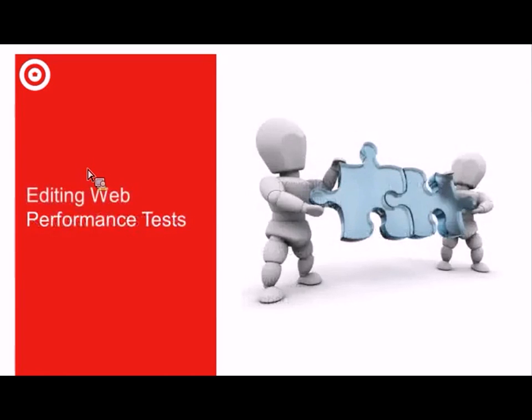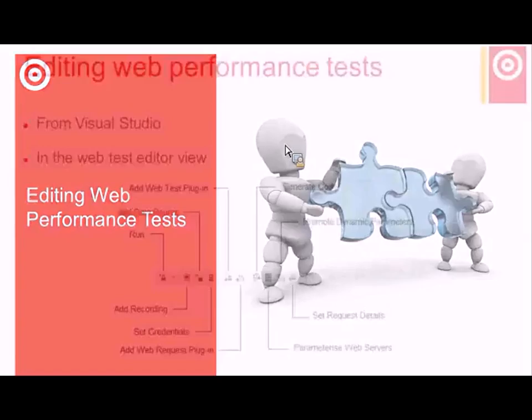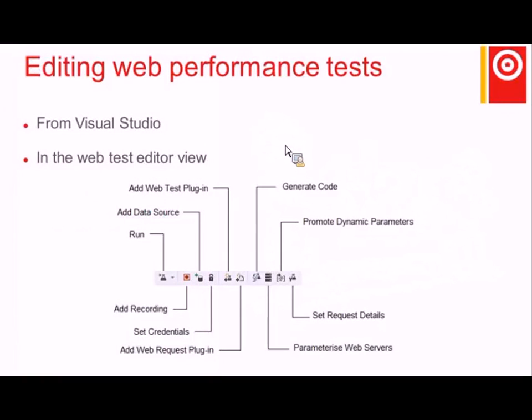So, editing a web performance test. There are a number of options for actually editing a web performance test. We've already looked at adding a recording, which will simply add a recording at the end of a web performance test. We've also looked at the run options. Also, we've got adding a data source, so we can add any data source which is currently supported by Visual Studio. So this could be SQL, CSV, or XML. It depends how complicated you want to get with your data source, and how knowledgeable you are about dealing with these data sources.